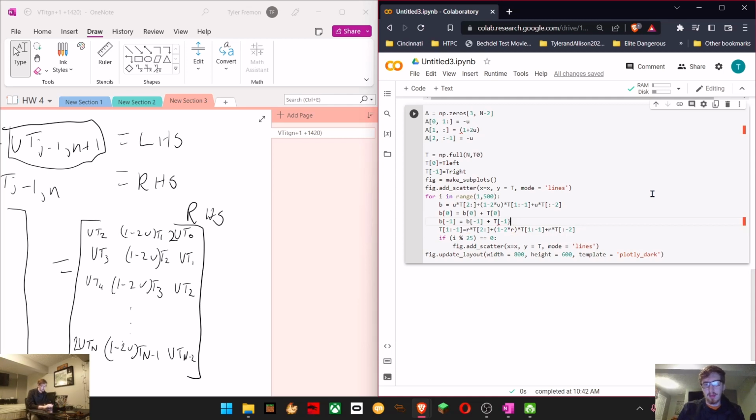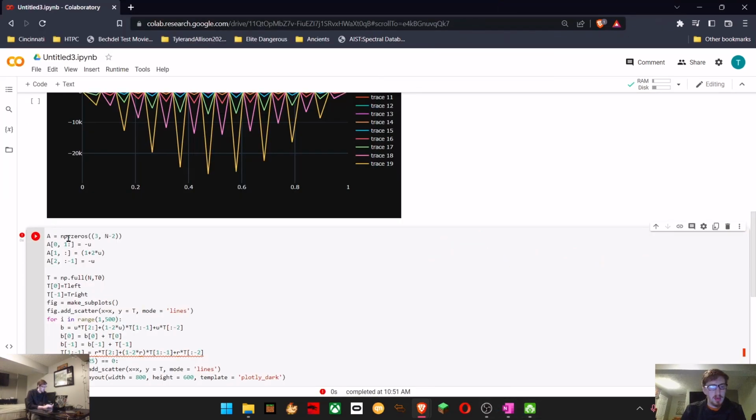There we go. All right, and then I did have to fix this. I had brackets instead of parentheses, and then I had to add a multiplication sign in there. And so, I also forgot these u's.